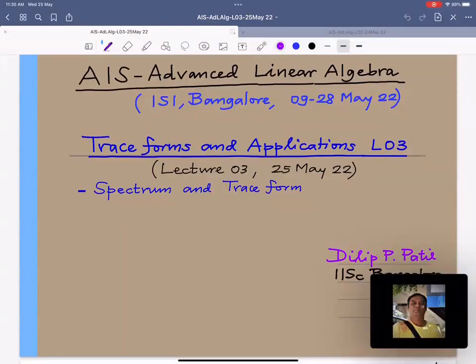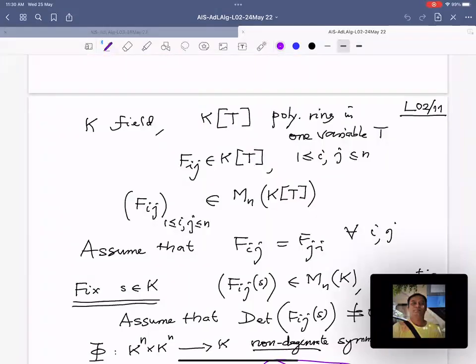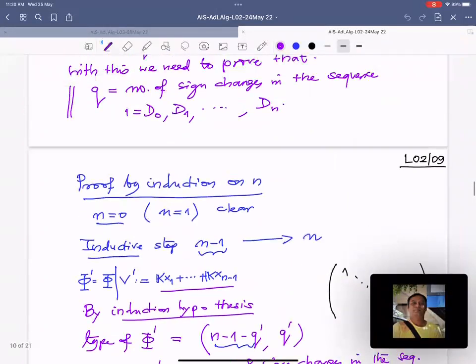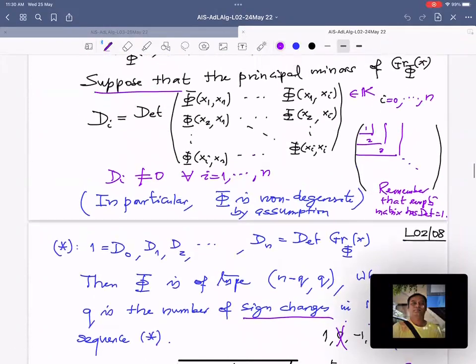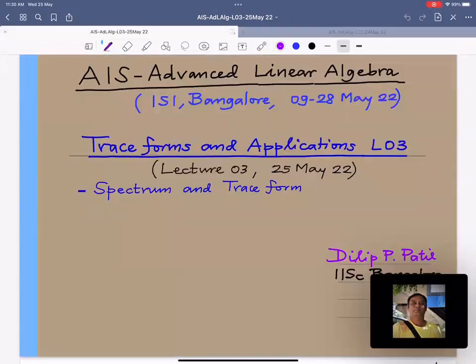All right, in the last lecture, we saw how to compute the signature of a sesquilinear form, Hermitian or symmetric form. And so far, I have not talked about trace forms. So today I will talk about spectrum and the trace form.